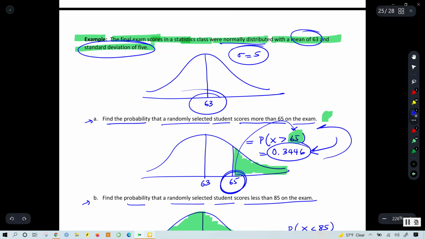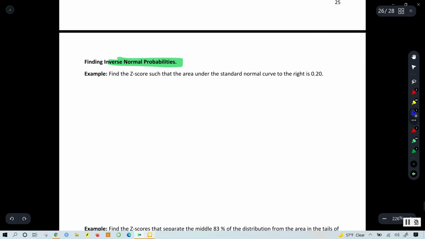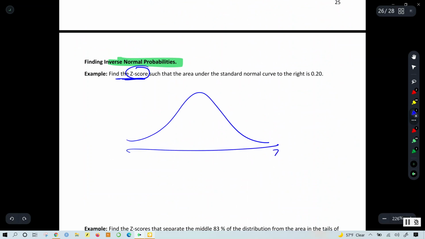Now let's take a reverse, or let's switch the roles. How about I give you the probability and you return the 65? That will be an inverse problem. Let us see what we mean in this case. This said we should find the z-score, which means we are talking about a z random variable, which always has a mean of 0 and a standard deviation of 1. That is the first thing to note, such that the area under the standard normal curve to the right is 0.20. So we want to find a number that we don't know, such that the area to the right would have a probability of 0.20.